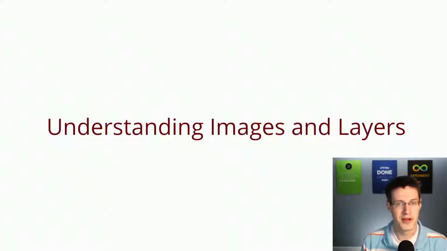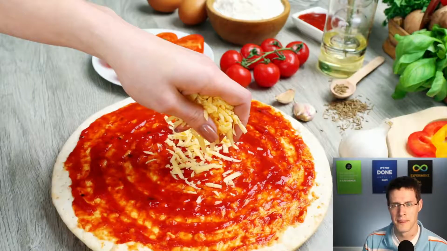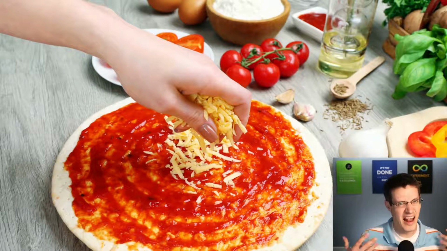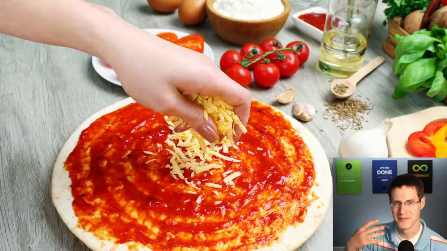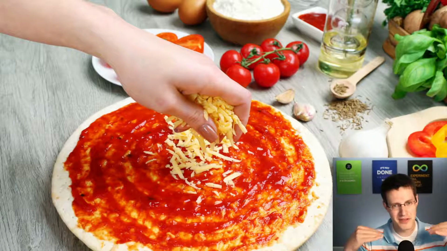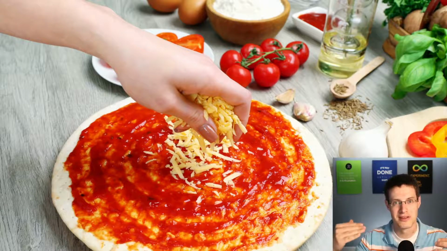All right, so first off, understanding images and layers. Let's talk about what images are, what layers are, how they work together, etc. One of the best analogies, which somebody else came up with, though I don't remember who, so if anybody knows, feel free to put it in chat, is to think of images like a pizza. You have to start with a base of some sort, and then you're adding layers on top of it.